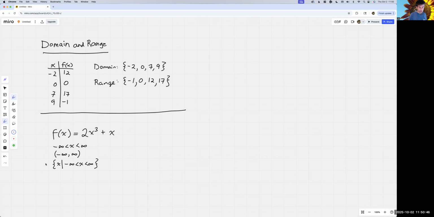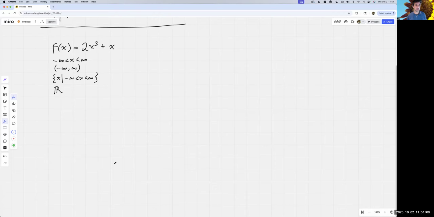I'll put one more symbol here. Since we're talking about all the real numbers, we have a symbol for the real numbers, this fancy R that you'll see here and there. So I might use that on occasion. Okay, so this is a straightforward function. Any value will do. Let's look at some more functions.